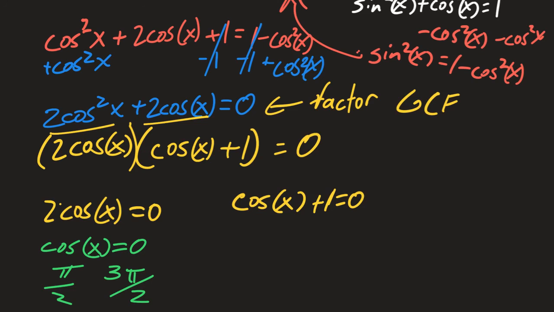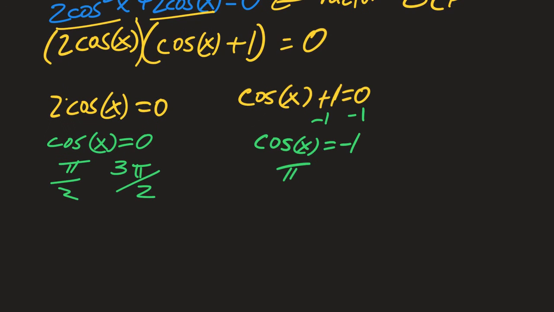Now, on the right, we can move this 1 over. Cosine of x equals -1. And there's only one place where cosine is going to be -1, and that's at pi. Okay. Now remember, this problem gave us an interval between 0 and 2 pi. So we're not going to have any generic answers. We're not going to do any of that 2 pi n.